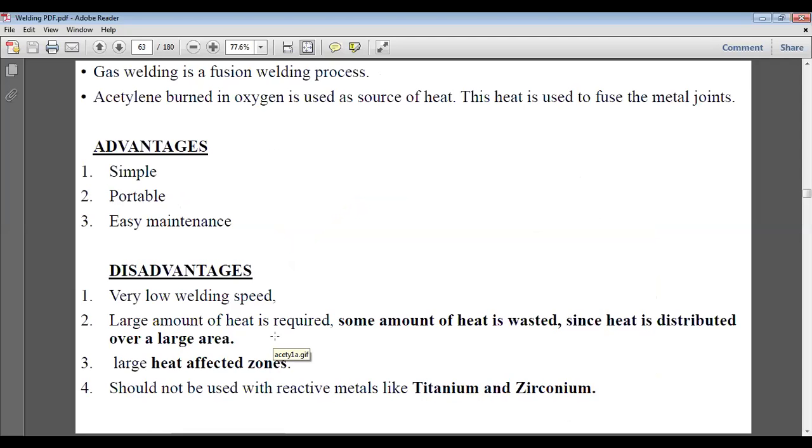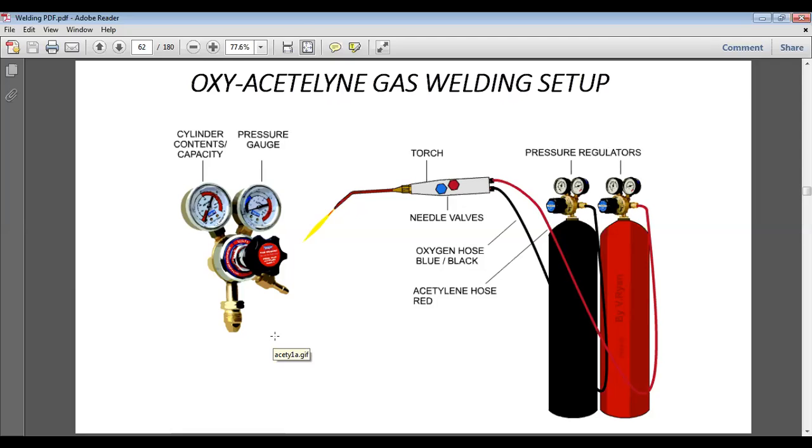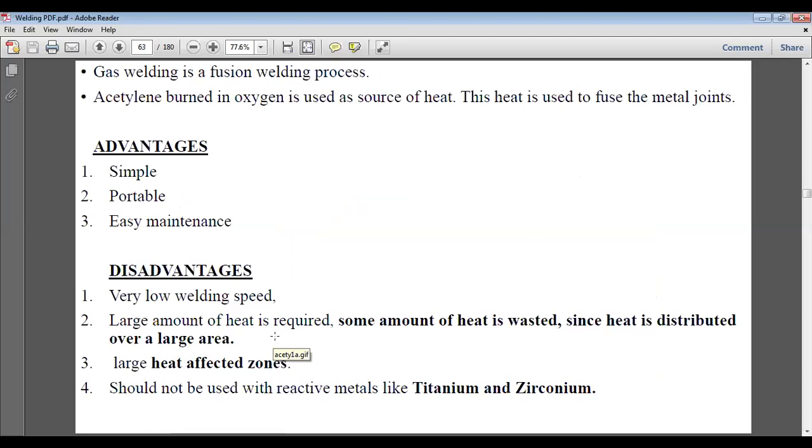So, advantages: gas welding is a fusion welding type. Acetylene burned in oxygen is used as a source of heat. This heat is used to fuse the metal joints. Advantages: simple, portable, easy maintenance. We can see this is applied in most places, and this is the most common welding in our surroundings. Simple, portable, easy maintenance.